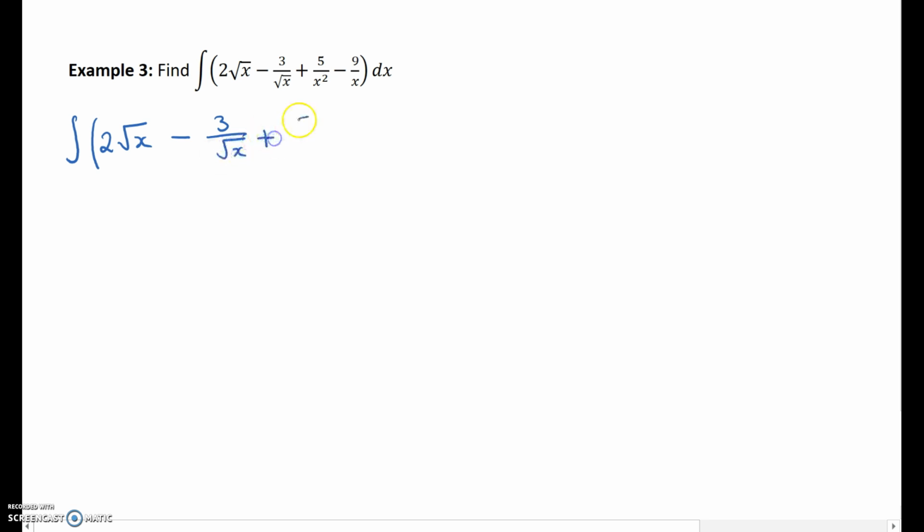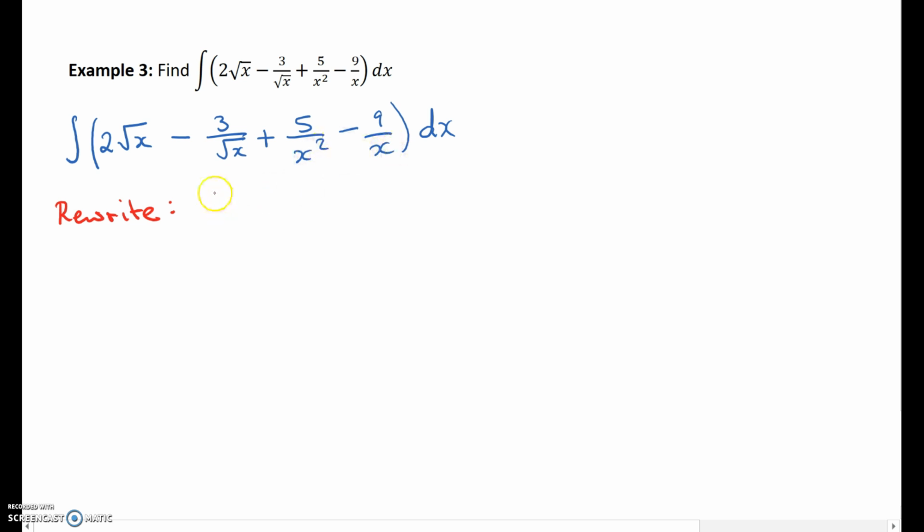So this is just writing out the question. And now we will rewrite this as power terms. Now we haven't integrated yet. This is just a rewrite line. And we have to rewrite when we have roots or x's on the bottom, other than x itself, as powers of x.